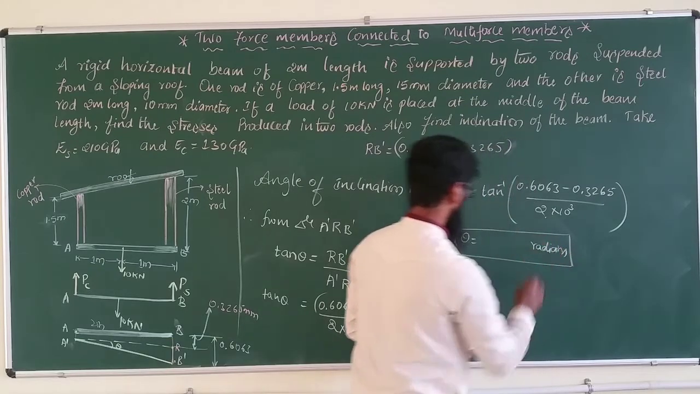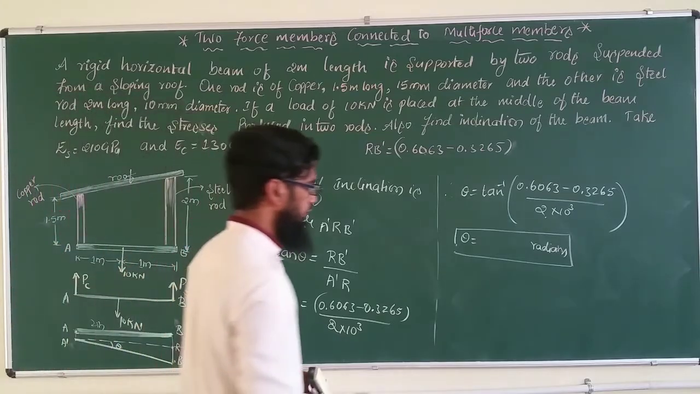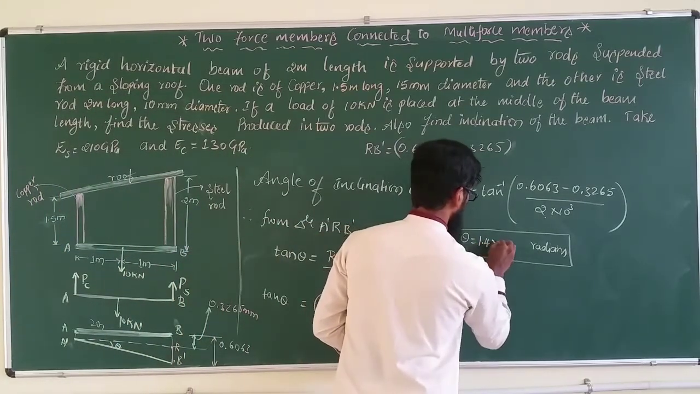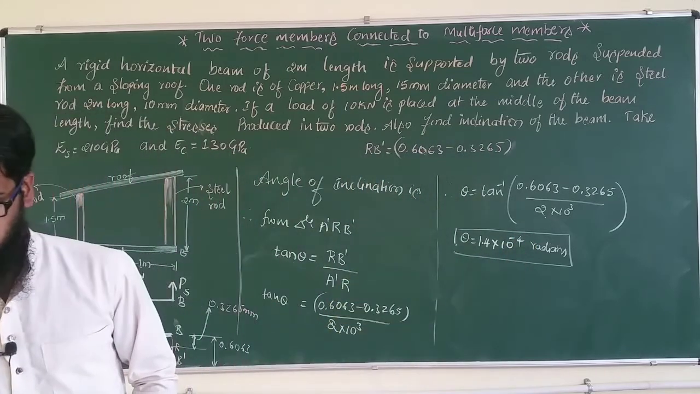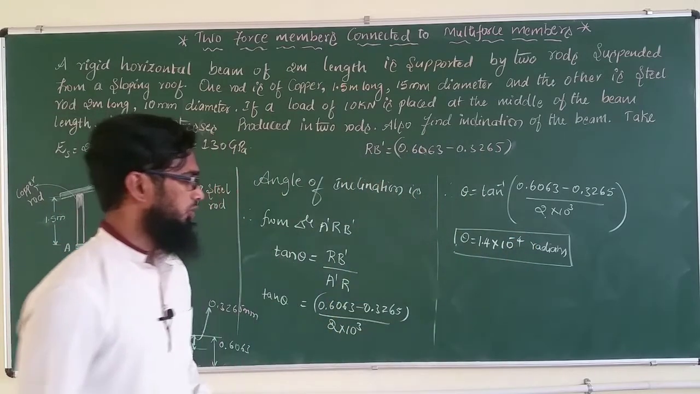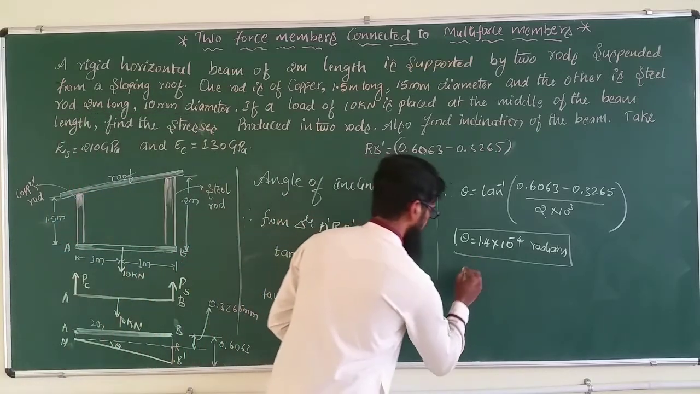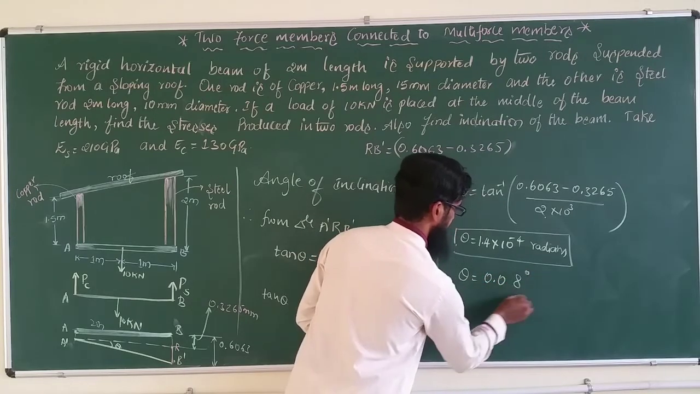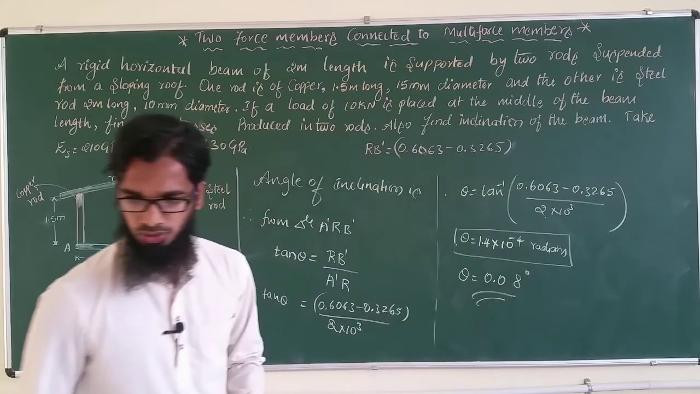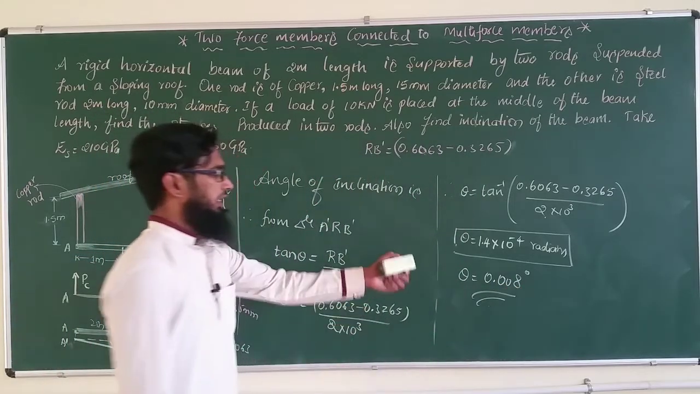The value I am getting here is theta equal to 1.4 into 10 power minus 4 radians. This will be the solution. If I write it in terms of degrees, this is equal to 0.008 degrees. That will be the angle of the inclination.